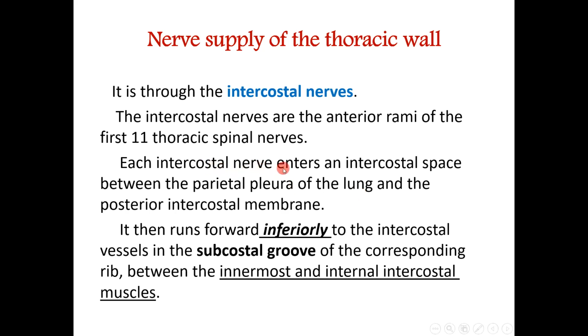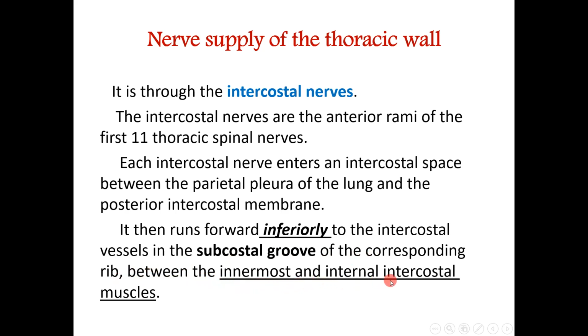So the intercostal nerve enters the intercostal space between the parietal pleura of the lung and the posterior intercostal membrane. We have a membrane that covers the intercostal spaces, which is called the posterior intercostal membrane. So these intercostal nerves pass between the parietal pleura and the posterior intercostal membrane, and then run forward inferior to the intercostal vessels in the subcostal groove, or costal groove, of the corresponding rib, between the innermost and internal intercostal muscles.